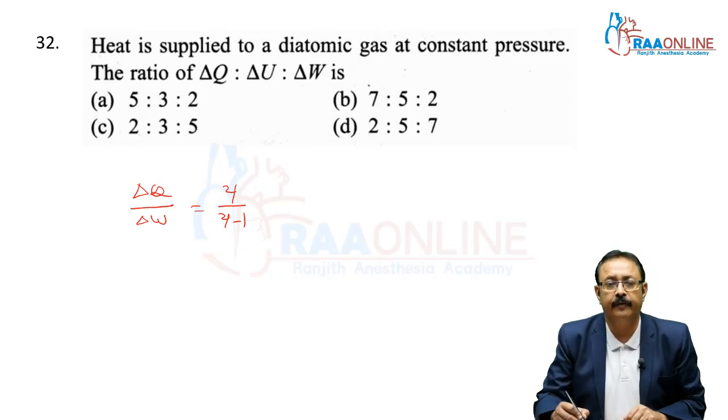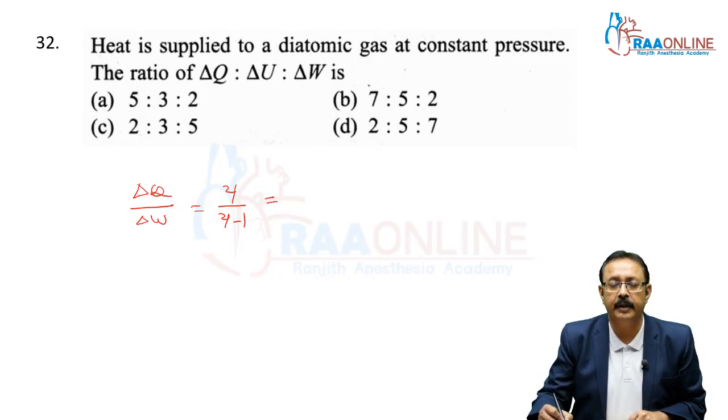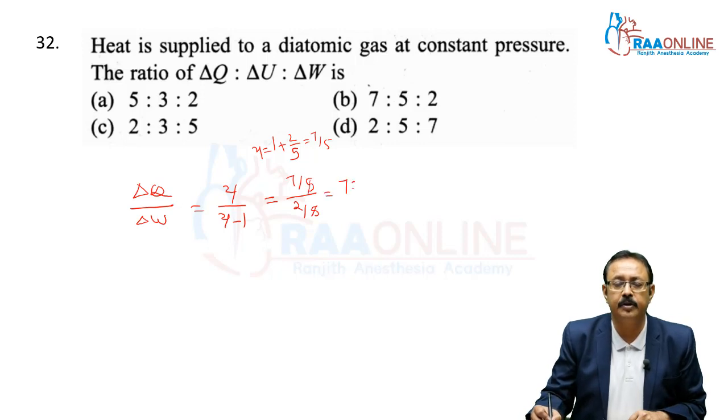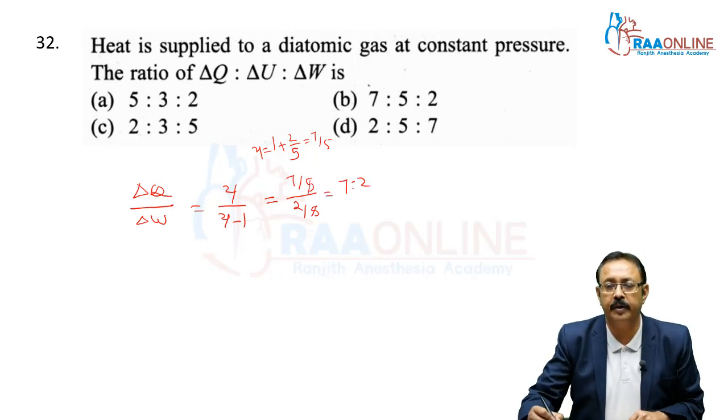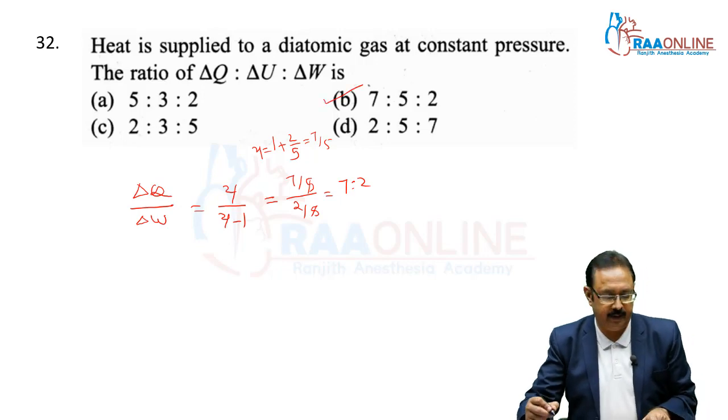It is different in all the four cases. Gamma is given, it is a diatomic gas, means 1 plus 2 by n. So gamma should be equal to 7 by 5. So it should be 7 by 5 over 7 by 5 minus 1, that is 2 by 5. It should be 7 is to 2. Only in one option, so we are going with B.